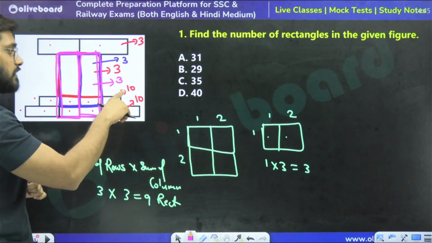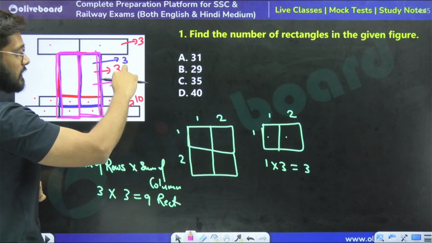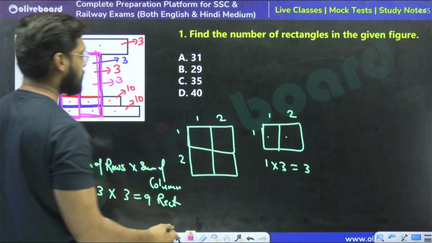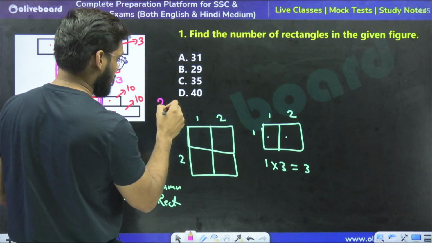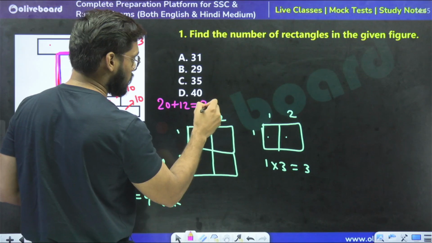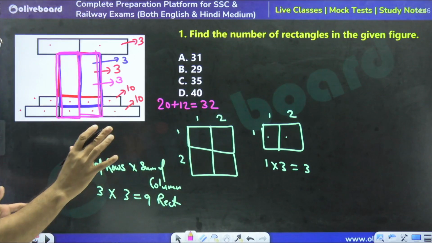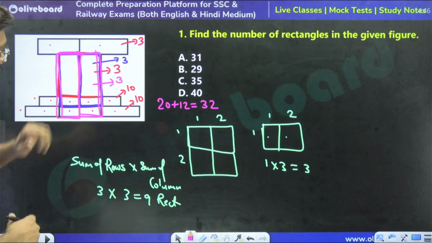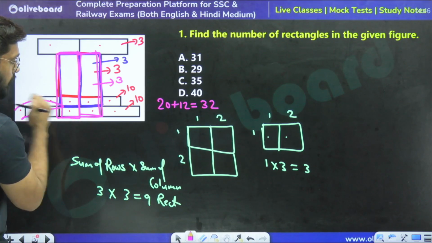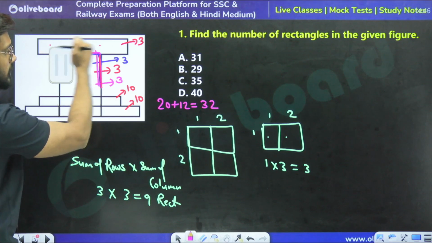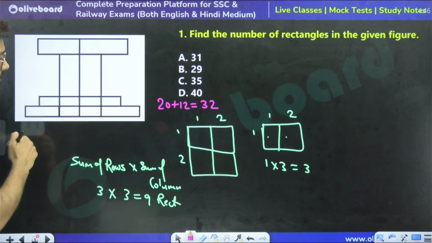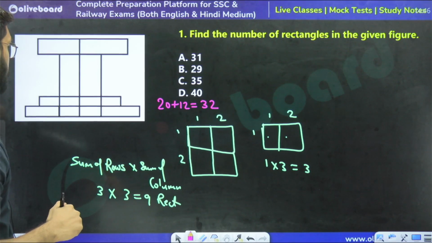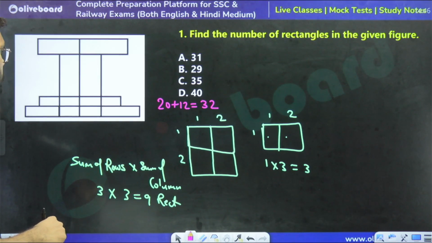So how many in all we have got? 10 plus 10, 20, 20 and 3 and 3, 12. 20 plus 12, we have got up to 32 rectangles. Now are there any other rectangles that we have to look for? 32 rectangles we have got in all, and I have already given you the explanation how we got these 32 rectangles. Now let's search for some more rectangles, if we have any.